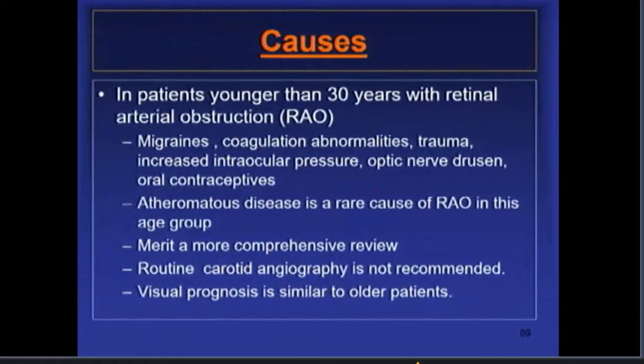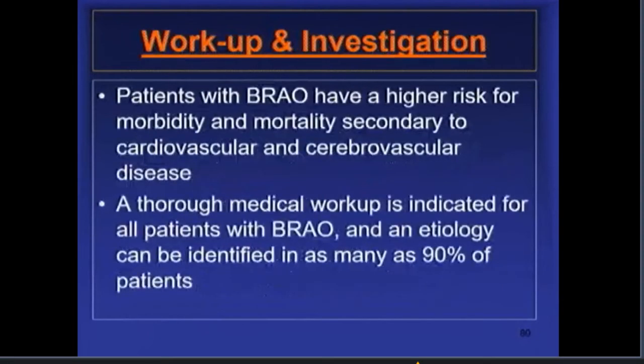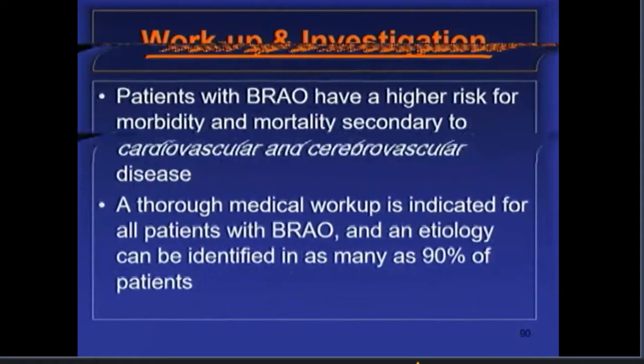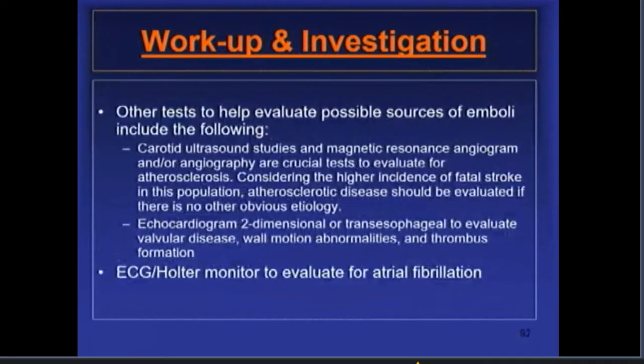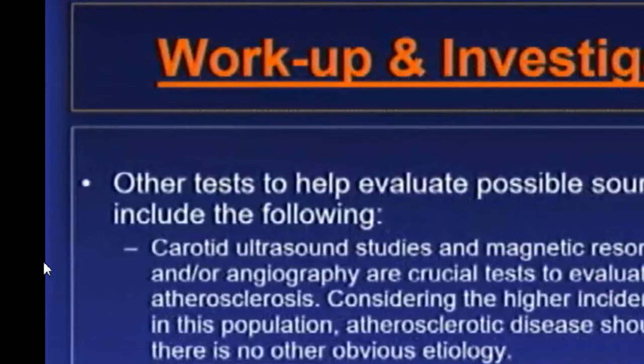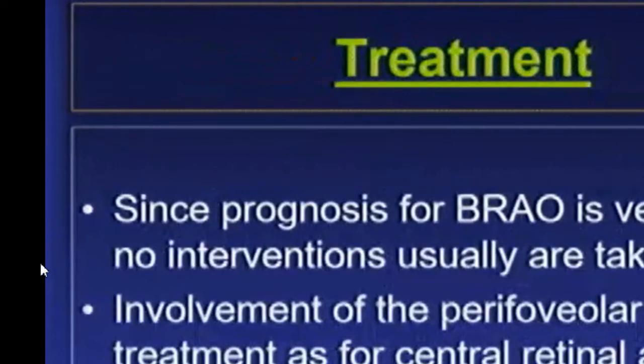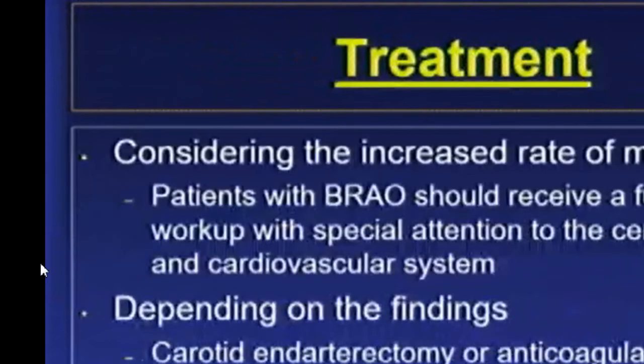Most of them don't have carotid obstruction, and visual prognosis is similar to older patients when you have branch retinal artery occlusion. The workup and investigation, we mostly already covered in central retinal artery occlusion, so it is almost similar. This includes, as we said, a lot of investigations. Carotid, as we said, is not important in this patient, and the treatment is not important as compared with central retinal artery occlusion, but investigation of the patient usually needs to be focused on, and consider the increased rate of mortality.